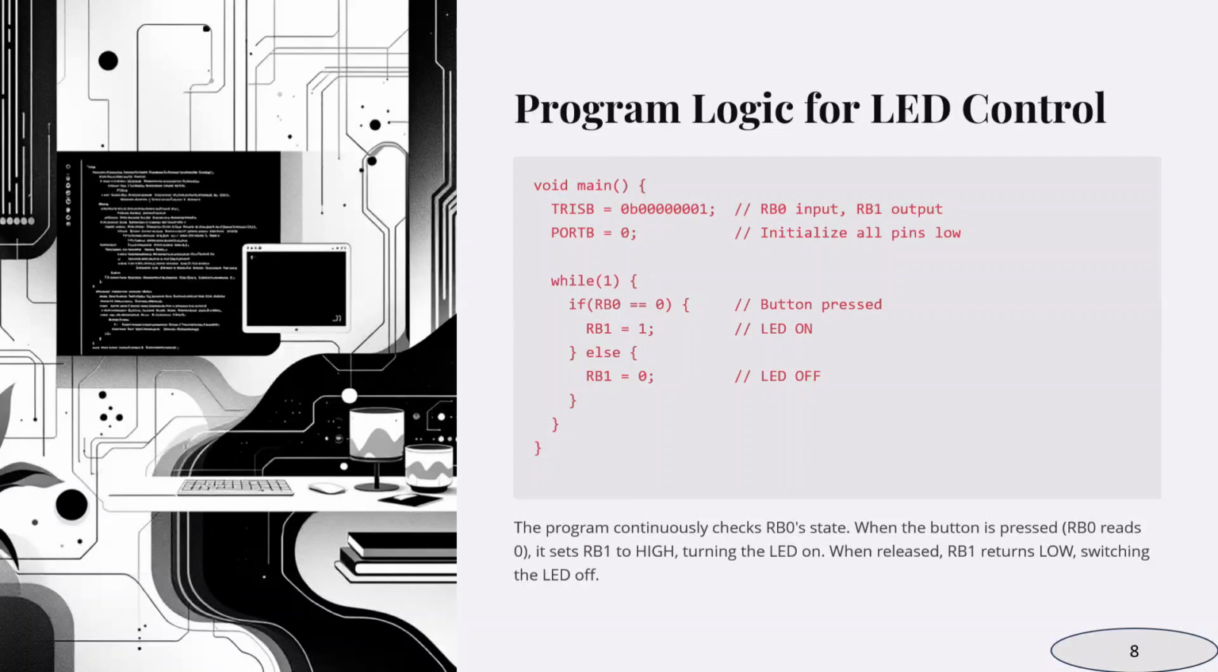Here we want RB0 as input. To set a pin as input, you have to give 1 to that bit. And RB1 should be output. So here, TRISB should be configured as 0b00000001. The last pin, that is RB0, is configured as input, that is why it is 1, and the rest of the pins are configured as output.